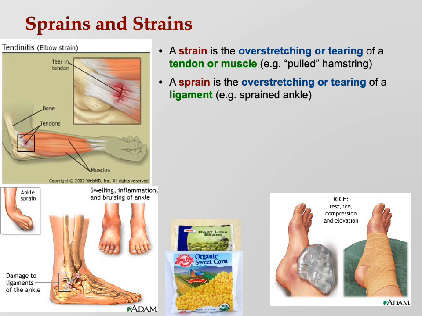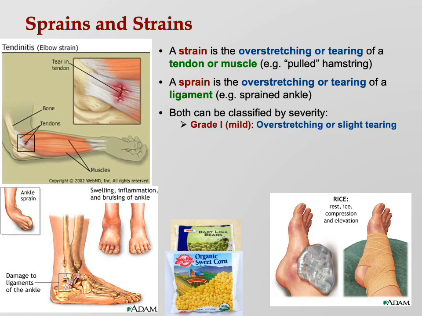On the other hand, if you overstretch or tear, and by the way, for a strain, it could be overstretching or tearing. Same with a sprain, overstretch or tear. If it's a ligament, then we call it a sprain. So like a sprained ankle, we just talked about before, inverting your ankle. You're normally going to stretch or tear ligaments. So that's the difference. Strain, tendon or muscle. Sprain is a ligament.